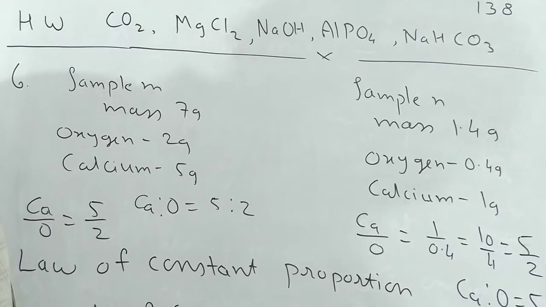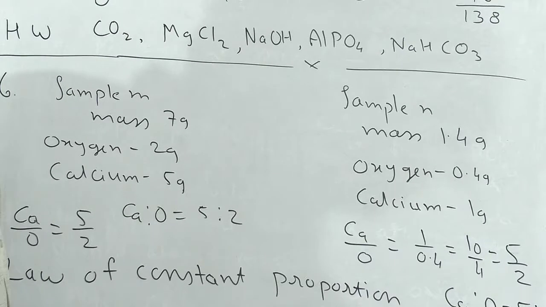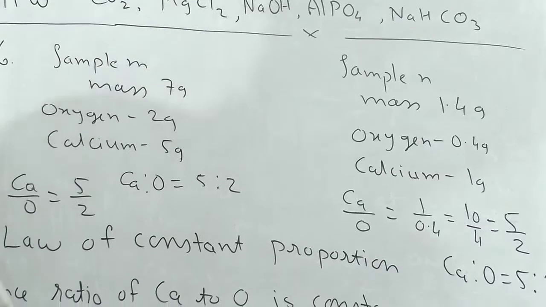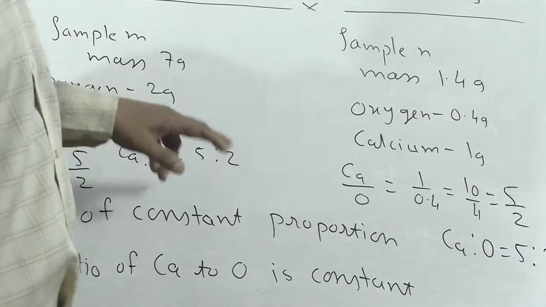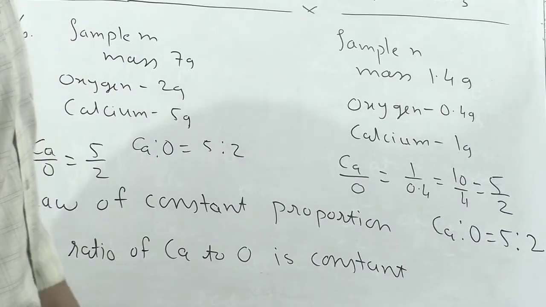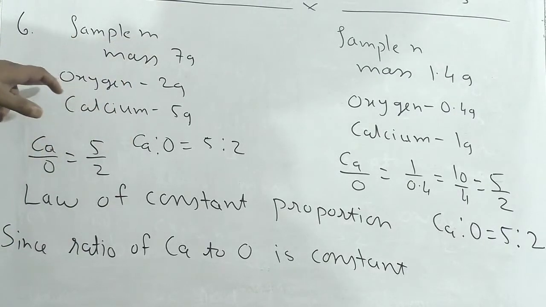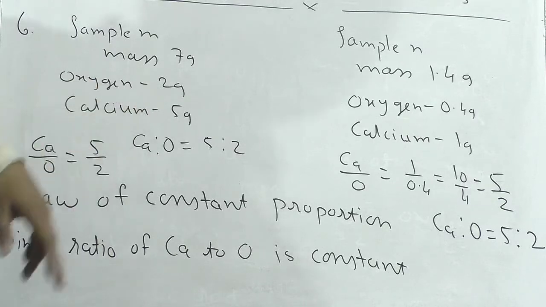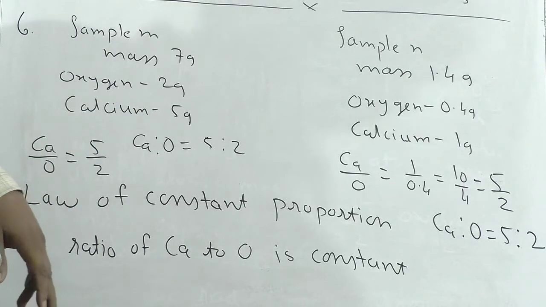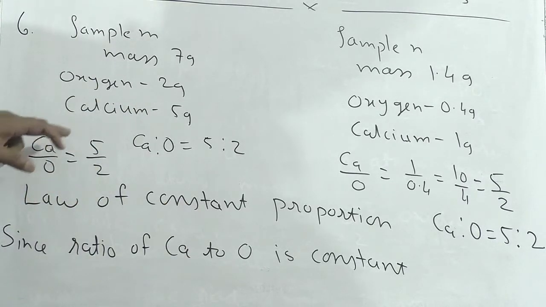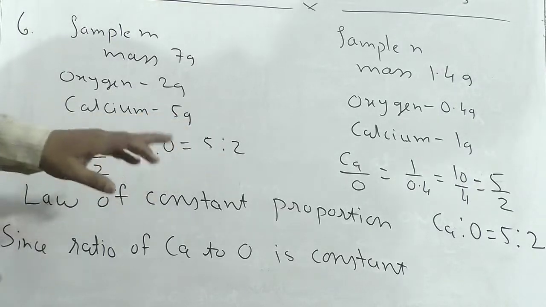Next, sum number 6C. Two samples are provided, sample M and sample N. Sample M has a mass of 7 gram, in which oxygen is 2 gram and calcium is 5 gram. What we will do is take the ratio: calcium to oxygen is 5:2.